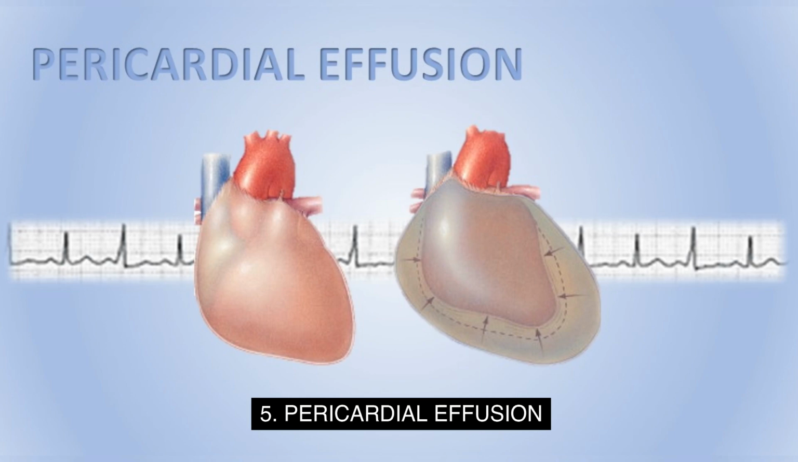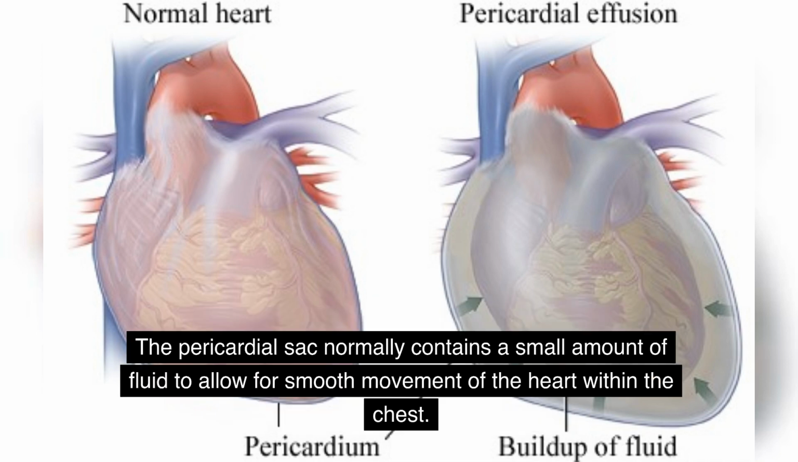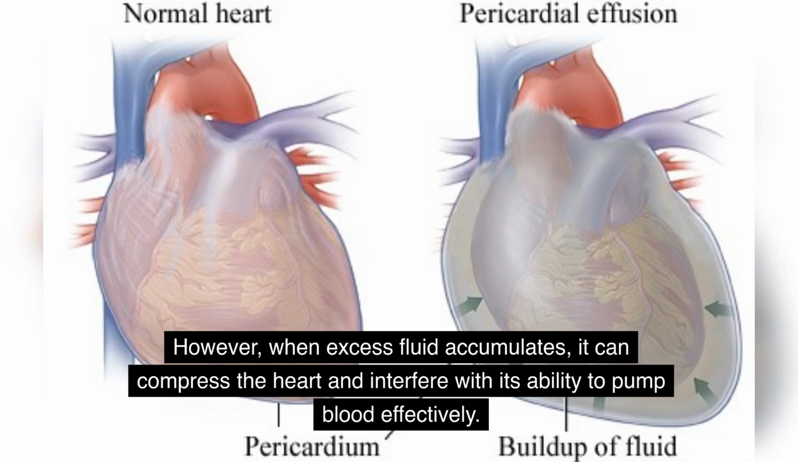5. Pericardial effusion. Pericardial effusion is a medical condition characterized by the accumulation of an abnormal amount of fluid in the pericardial sac, which is the double-layered membrane that surrounds the heart. The pericardial sac normally contains a small amount of fluid to allow for smooth movement of the heart within the chest. However, when excess fluid accumulates, it can compress the heart and interfere with its ability to pump blood effectively.